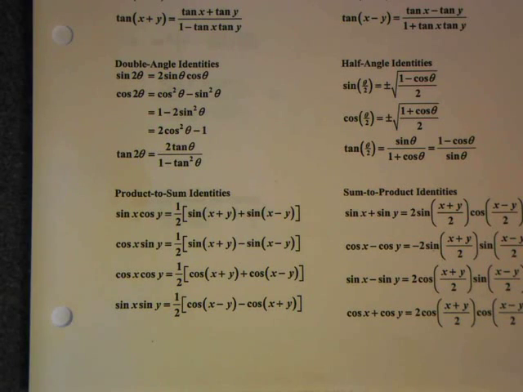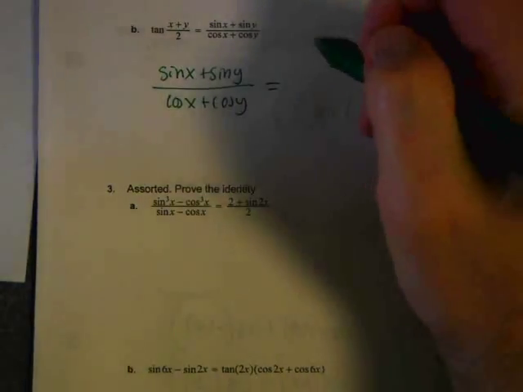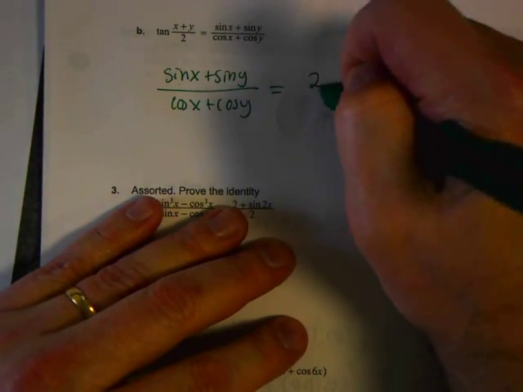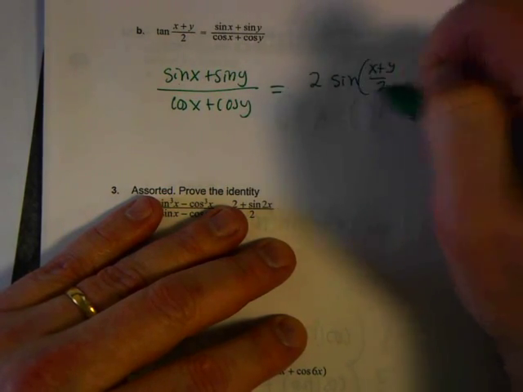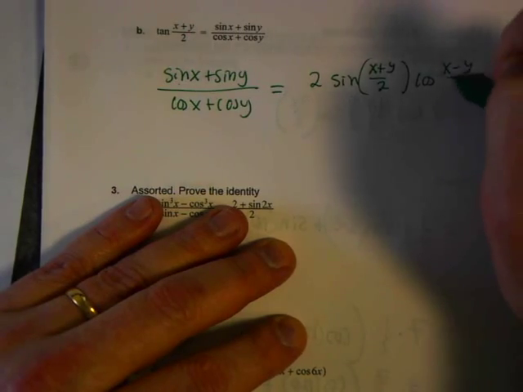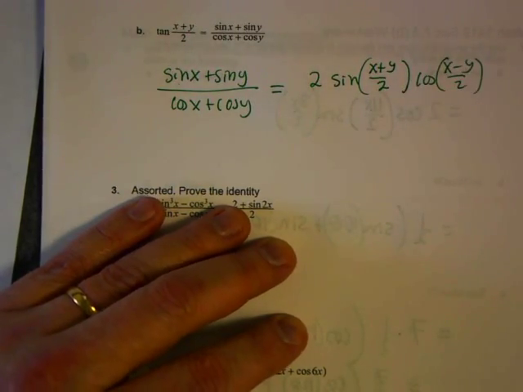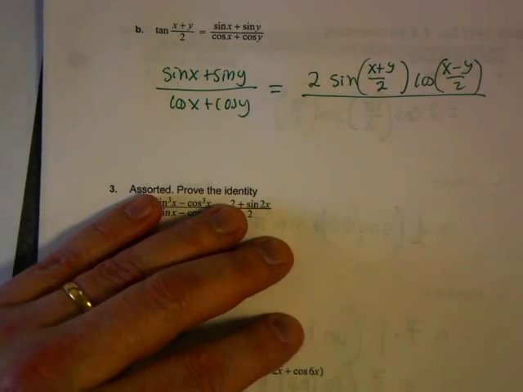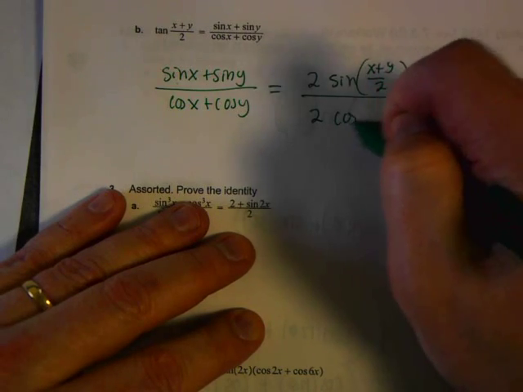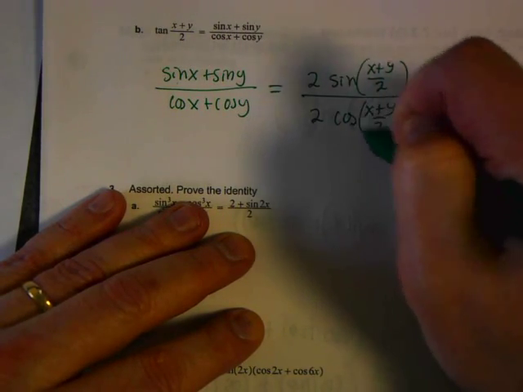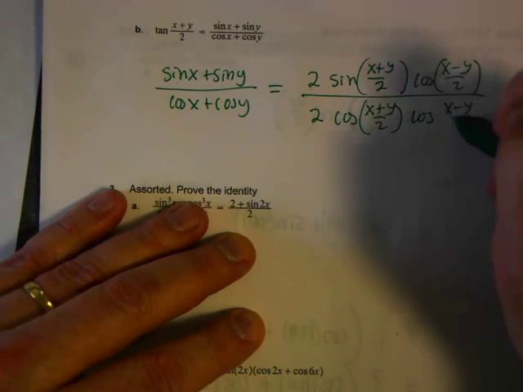Look at what we have right here. Sine of x plus sine of y. And that's what we have on top of our fraction, isn't it? And then we have a cosine x plus cosine y. And that's the bottom of our fraction. Okay, so we'll plug those in. So sine of x plus sine of y, this is 2 sine of x plus y over 2 cosine of x minus y over 2. And then I divide by cosine of x plus cosine of y, looking at my formula sheet, that's 2 cosine of x plus y over 2 cosine of x minus y over 2.